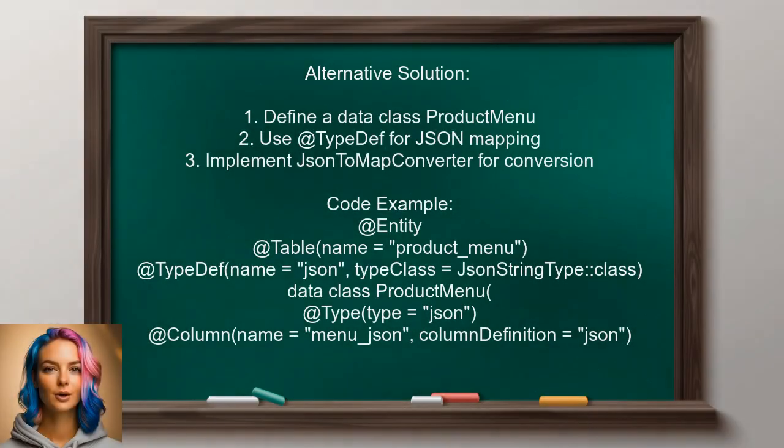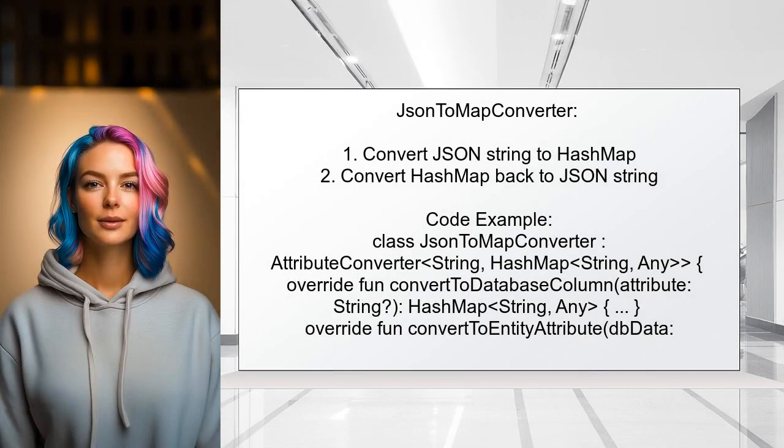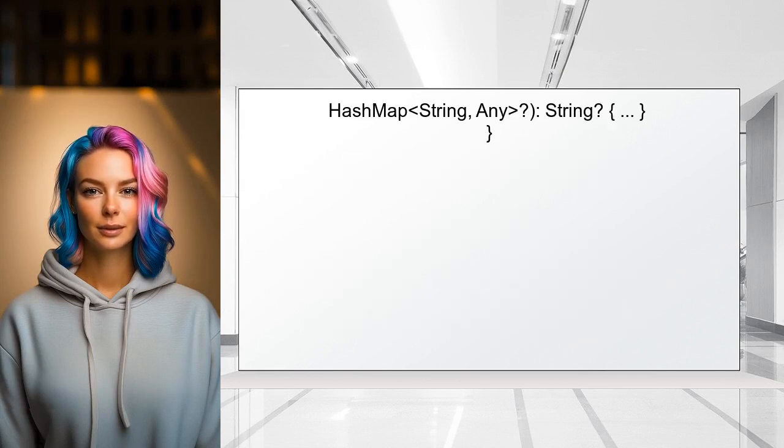An alternative approach shared by another user involves using Kotlin with JPA and Hibernate. They define a data class called ProductMenu, which maps a JSON column to a HashMap. This is done using a custom converter called JsonToMapConverter. The JsonToMapConverter class handles the conversion between the JSON string and the HashMap. It uses Jackson's ObjectMapper for serialization and deserialization, ensuring smooth data handling.